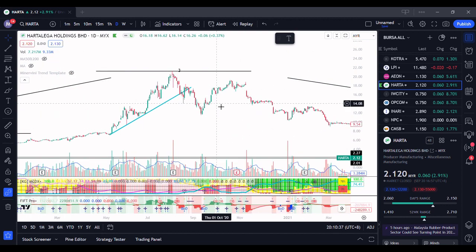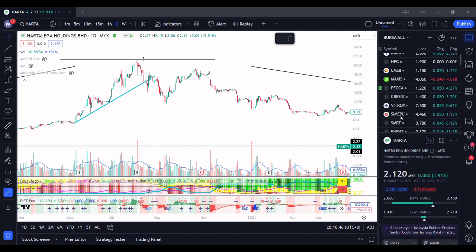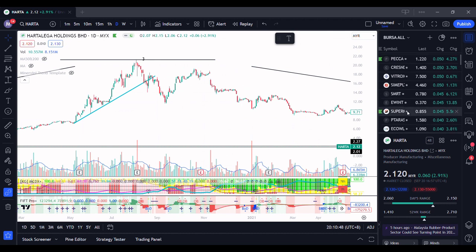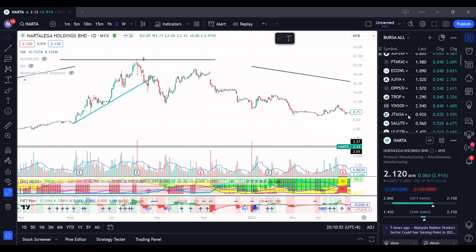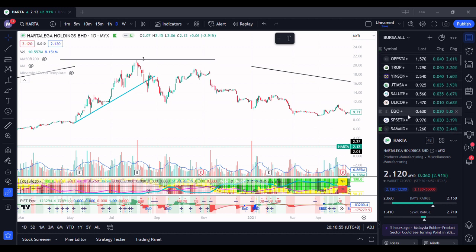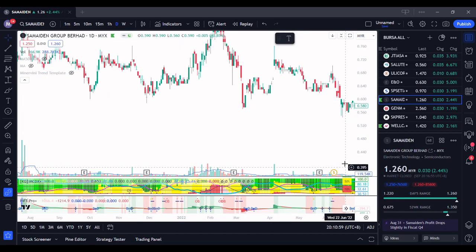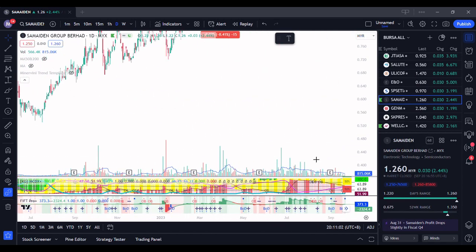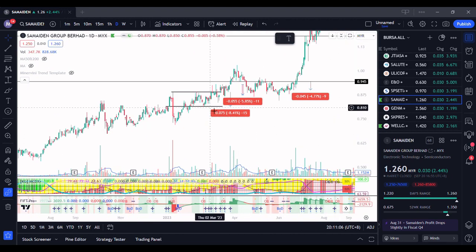If it breaks your support, then most likely it's gone. So in the market, it's very important for capital management. You need to manage your risk. Let's see what other stocks we can use. Let's just not use gloves. I think this one also. This is also not bad.